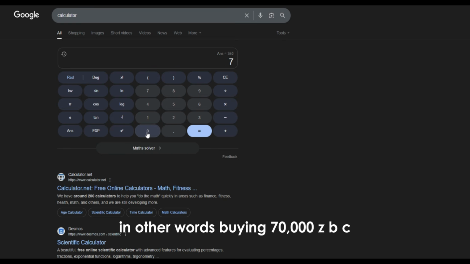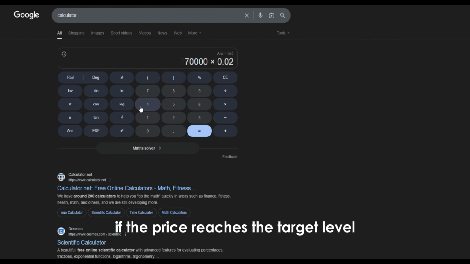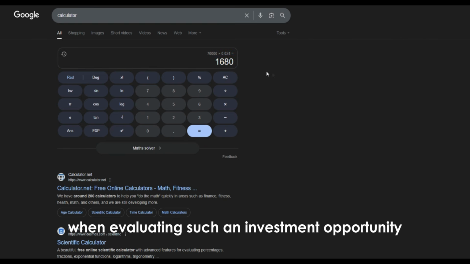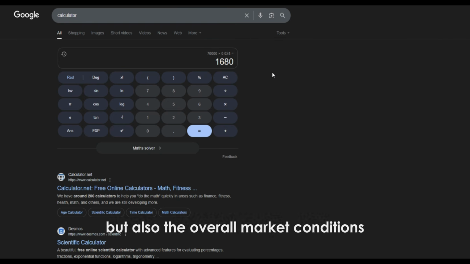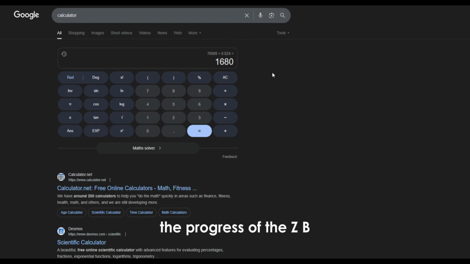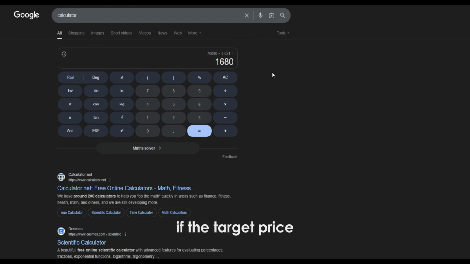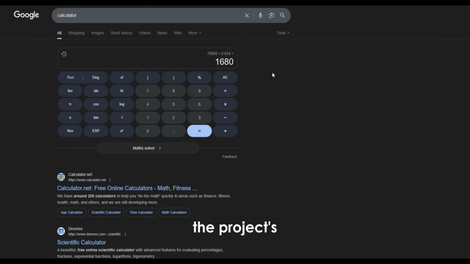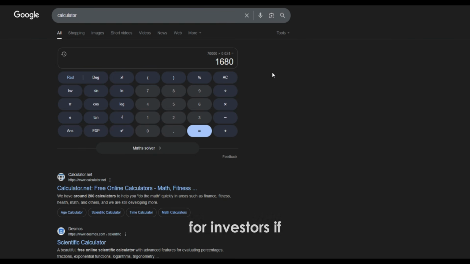In other words, buying 70,000 Zbcn would mean holding assets worth approximately $1,680 if the price reaches the target level. This points to a significant return potential. When evaluating such an investment opportunity, it is important not only to consider the numerical calculations, but also the overall market conditions, the progress of the Zbcn project, and general developments in the crypto world. If the target price of $0.024 is supported by technical indicators, the project's roadmap, and market demand, it can be considered a logical and attractive goal for investors.